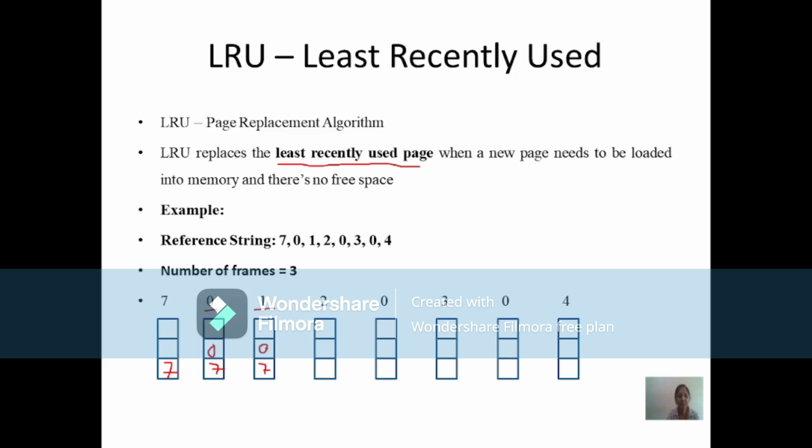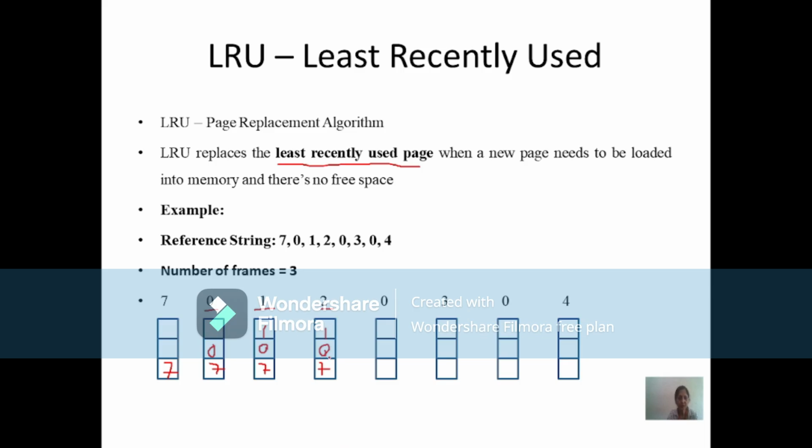Next there is a demand for page number 1 and you see in our frames we have page number 7. We have page number 0 but page number 1 is not there in our frame. So there is a page fault. So let's load page number 1 into the frame. The next page that is demanded by the process is 2. Now if you see the frames, we have page number 7, page number 0 and page number 1. Now we have to search for the victim page.